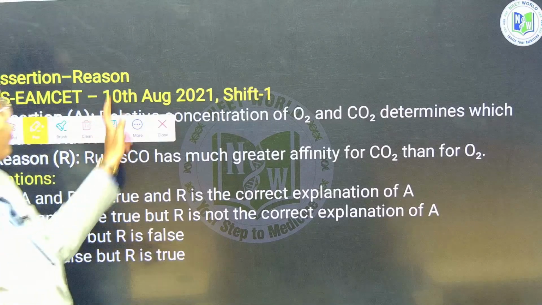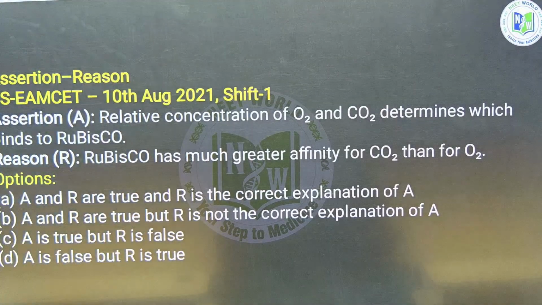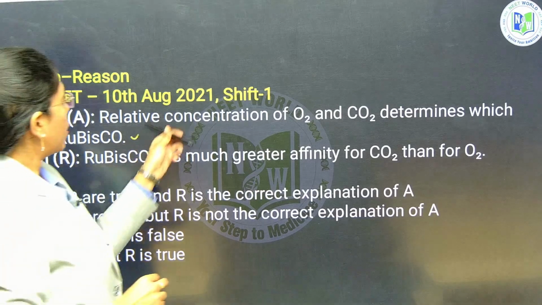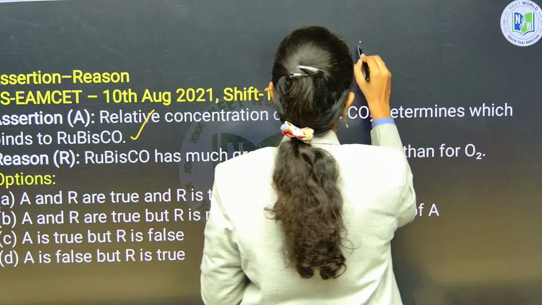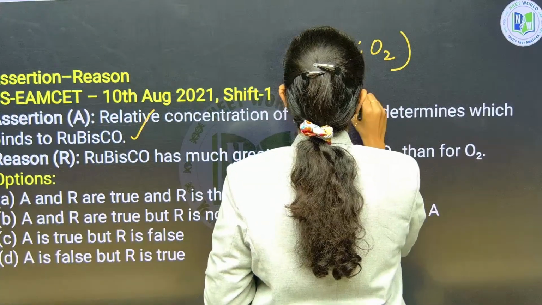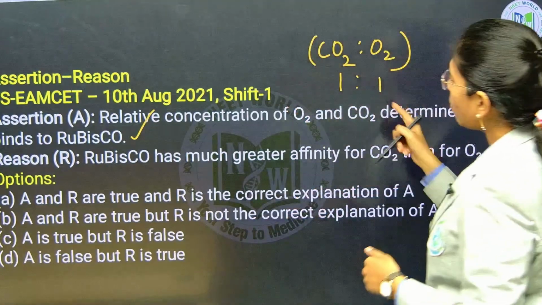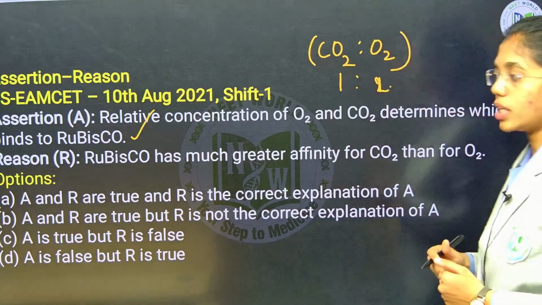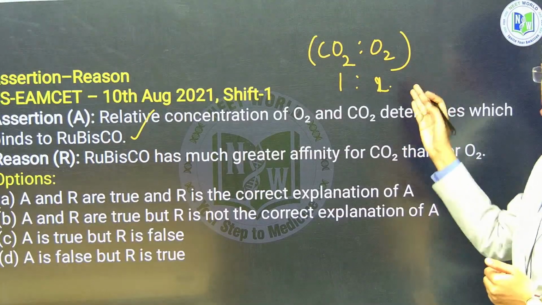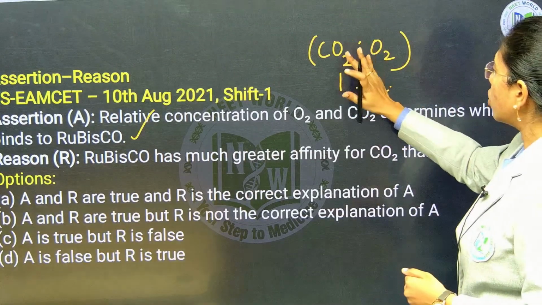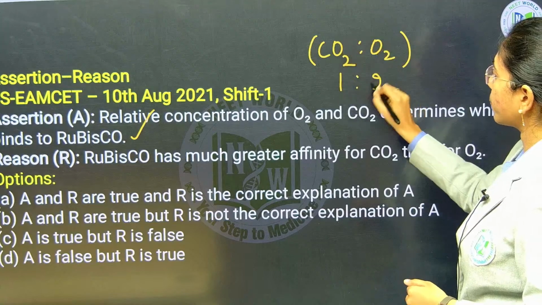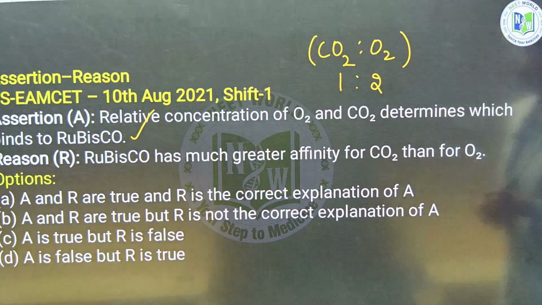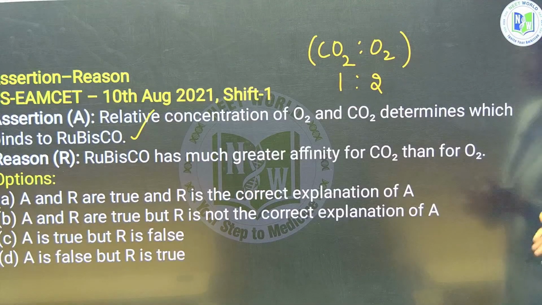Relative concentration of oxygen and carbon dioxide determines which binds to Rubisco. True. If carbon dioxide and oxygen are in equal ratio, let us say 1:1, then Rubisco binds to carbon dioxide itself. If more oxygen is present than carbon dioxide, then Rubisco performs oxygenase activity. Clear? And Rubisco has much greater affinity for carbon dioxide than oxygen.